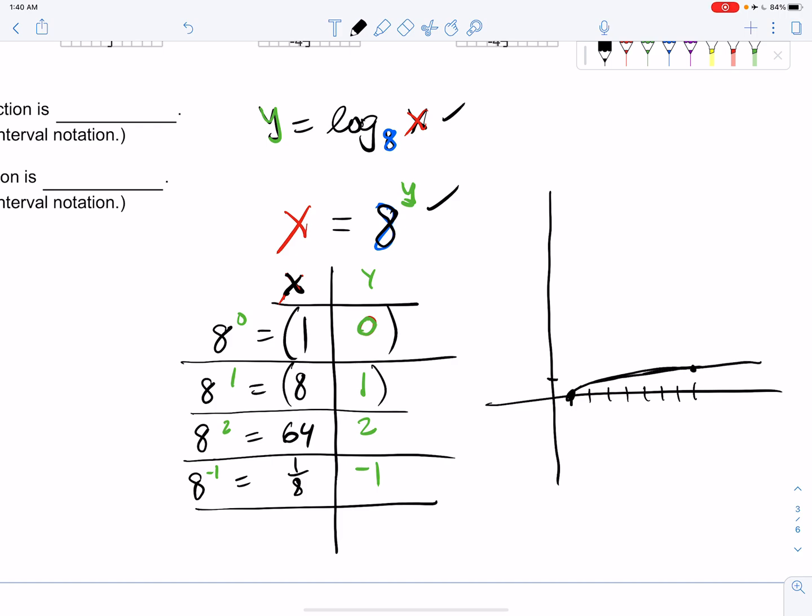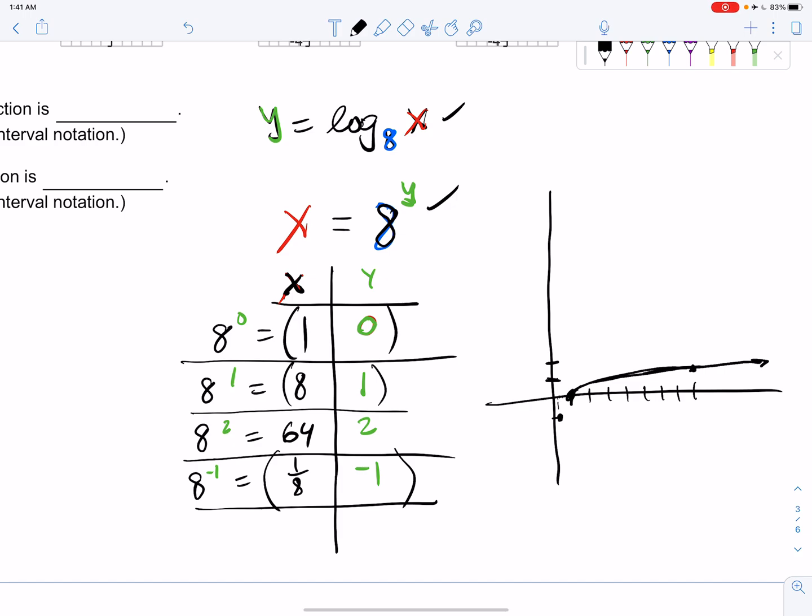And it's growing so slowly because I get that's 1, but I get to 2 where? At 64, 64, 2. So it's growing, but it's growing slowly up. Now what happens as I put a negative in for y? Well, you can see right here, I get 1/8. If that's 1, that's a half, that's a quarter, that's an eighth. It's an eighth, negative 1. And then if you put in negative 2 for y, you get 1/64.